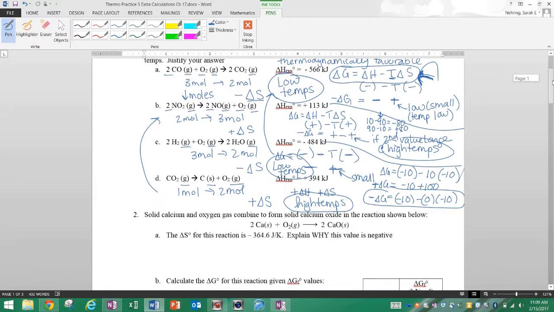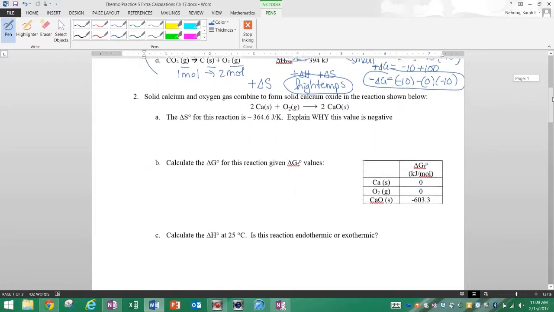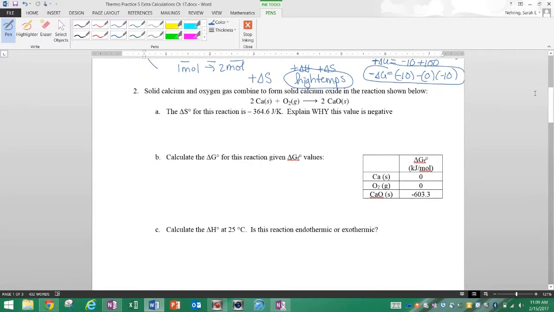All right, so let's look down here at number 2. We've got a reaction. In this case, they tell us what the S is, and we want to explain why it's negative. So you might be asked to predict the sign of S. You might be given a value of S and asked to explain why something's positive or negative. You might also be asked to compare S values for two different reactions and say maybe why one is bigger than the other.